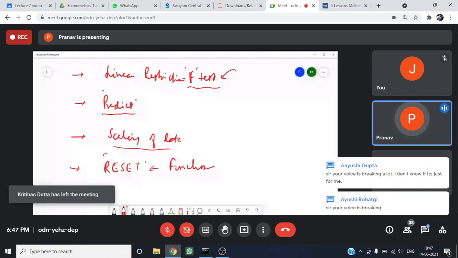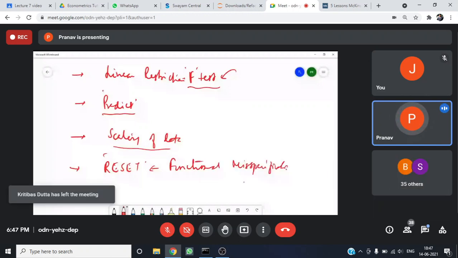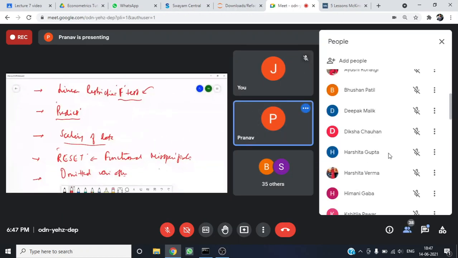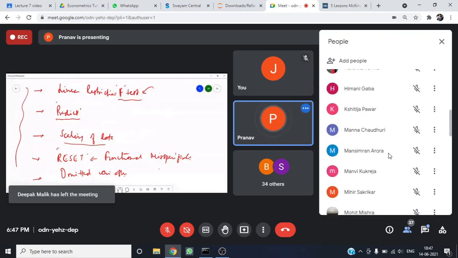So let me just summarize what we have discussed so far. Misspecifications in your linear regression model by talking about the error term.